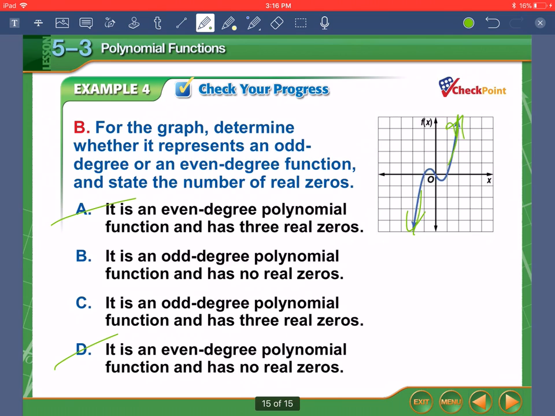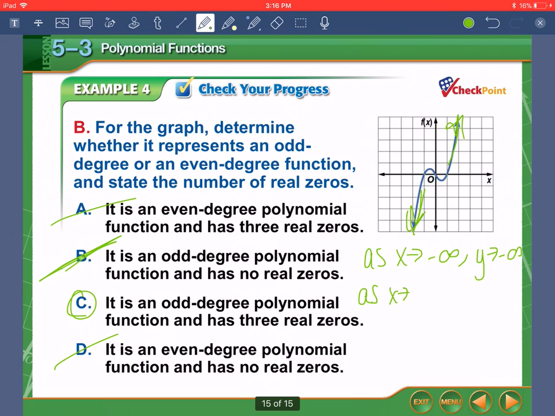I'm crossing the x-axis in 3 places. 1, 2, 3. So I have 3 real zeros. So it's answer choice C. But let's write out our end behaviors. So as x approaches negative infinity, it's moving downward, so y is also approaching negative infinity.